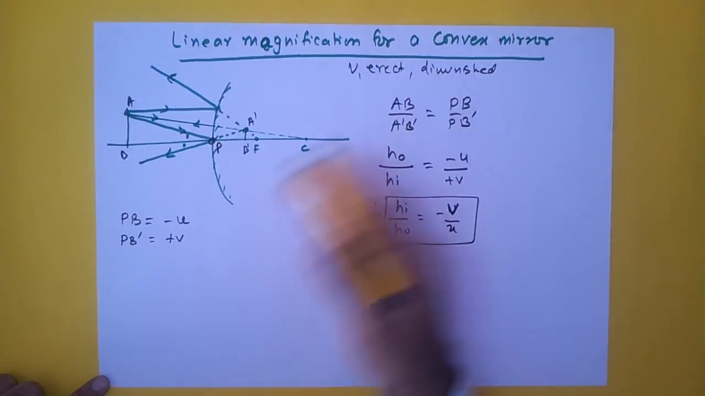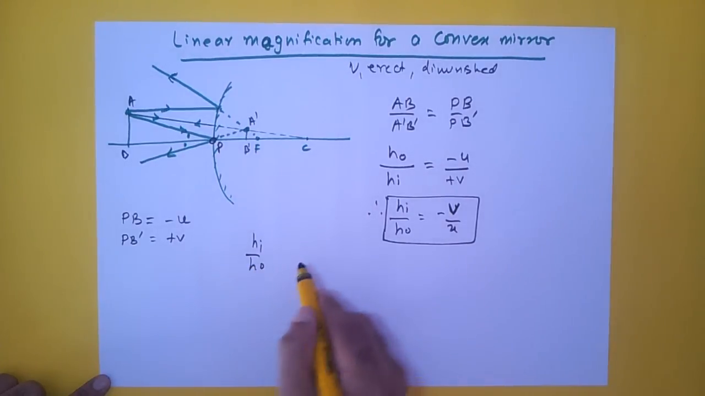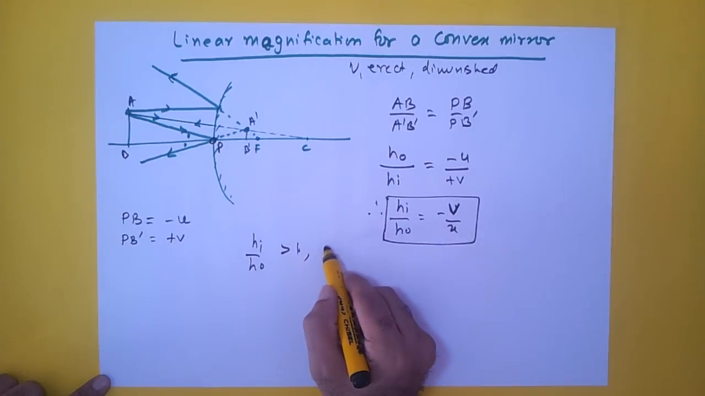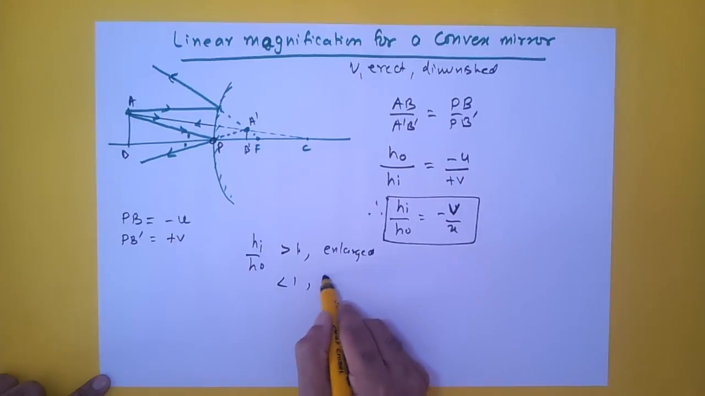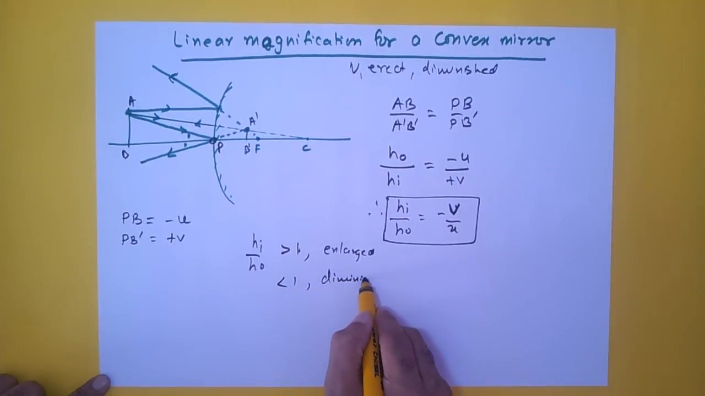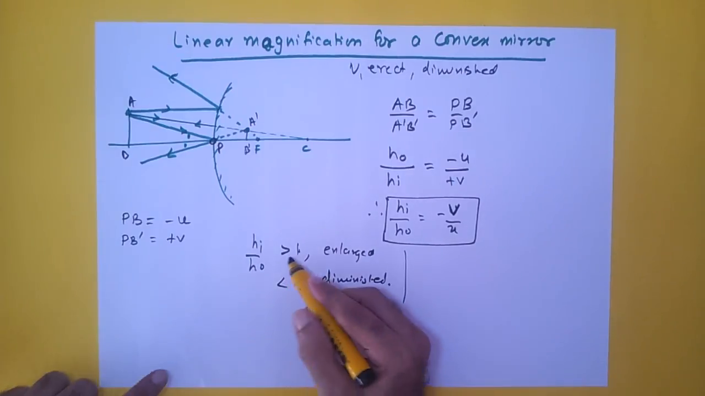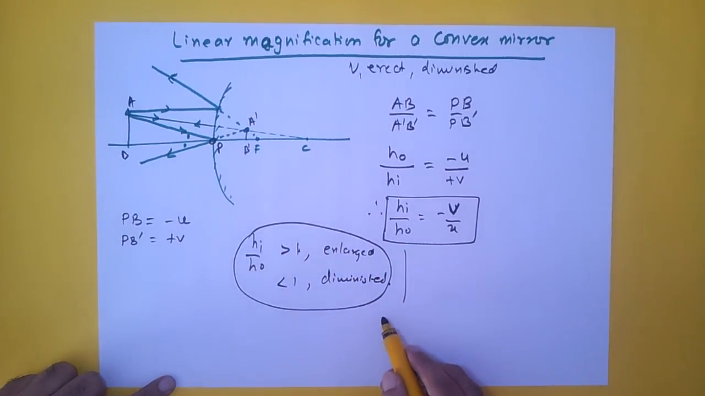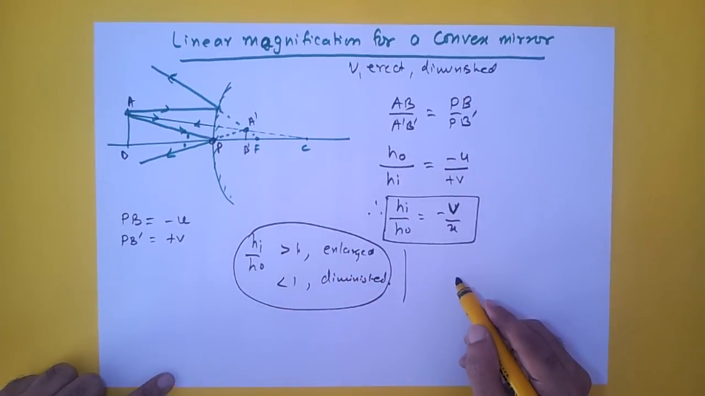Okay, a last point before we wind up this video. Hi upon Ho. If it is greater than 1, that means the image is enlarged. And if it is less than 1, that means it is diminished. So Hi upon Ho, this is how we will look at whether the image is bigger than the size of the object. So that we'll get from this particular ratio.